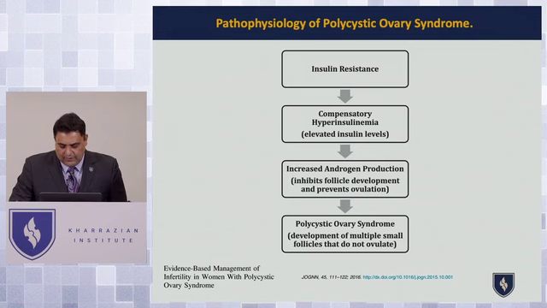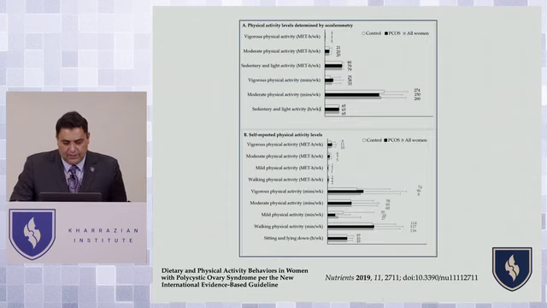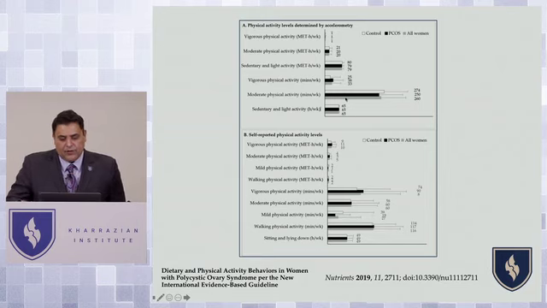You have this polycystic ovarian syndrome pattern. And this study that was published in Nutrients, they show that lifestyle modifications are recommended as a first-line therapy in PCOS. In conclusion, women with and without PCOS have comparable dietary and physical activities. This is very interesting. In the study, they wanted to see if PCOS women actually had less exercise, like whether they're sedentary, and they found, when they compare them to controls, PCOS women don't necessarily have less exercise.